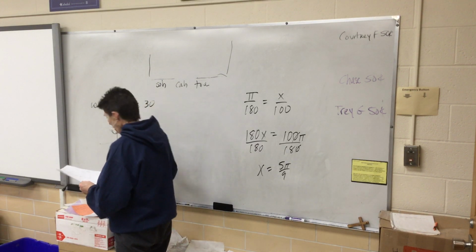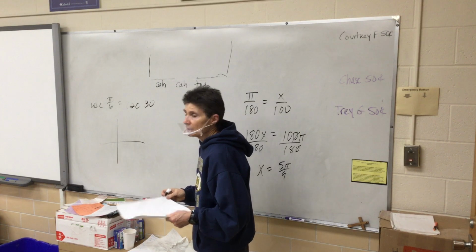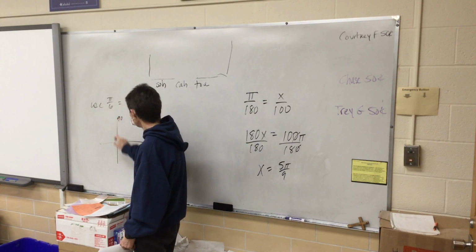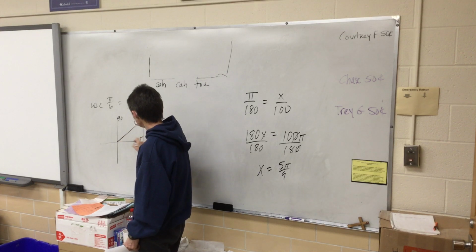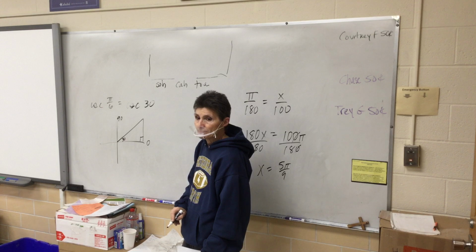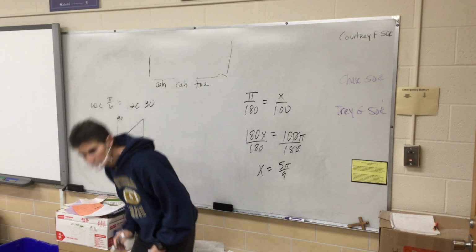All right, now I'm going to draw 30. Now remember, on the coordinate axis system, that's 0 and that's 90. So won't 30 be right here, like that? And so 60, 90.